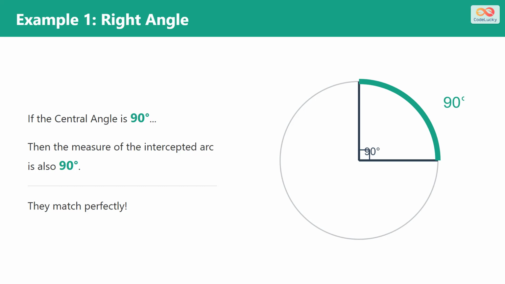Let us look at a concrete example. Here we have a right angle at the center, which measures 90 degrees. Because of our rule, the arc intercepted by this angle also measures 90 degrees. It is a 1-to-1 match.